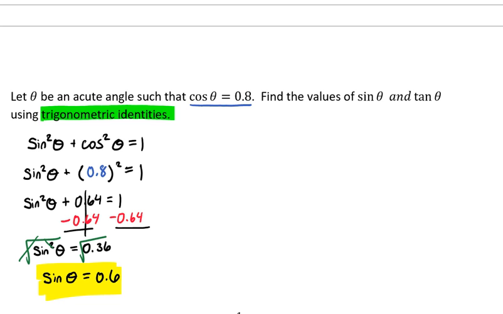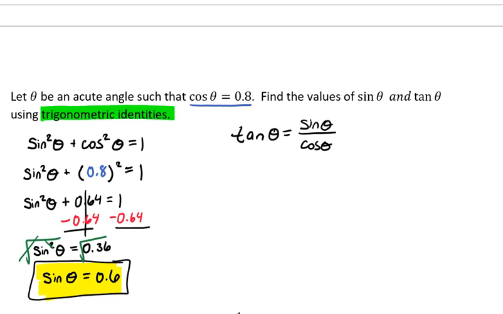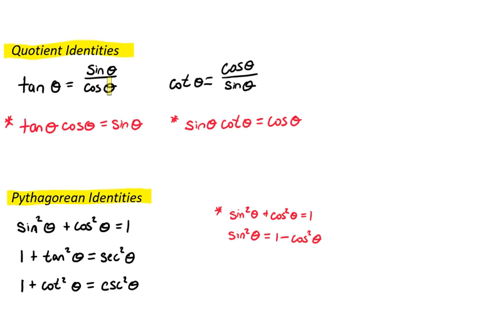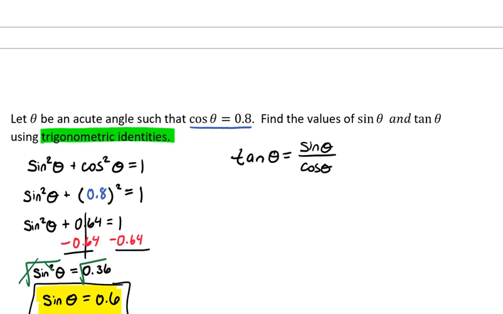So now that we found that, we only need to find our tangent of theta. Our tangent of theta is sine of theta over cosine of theta. Now this was from one of our quotient properties, right? If we come up here to our quotient property, we see that the tangent of theta equals the sine of theta divided by the cosine of theta.